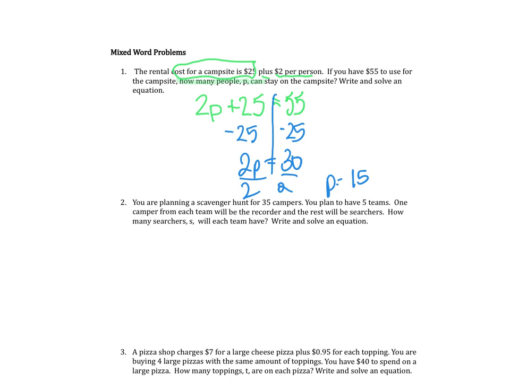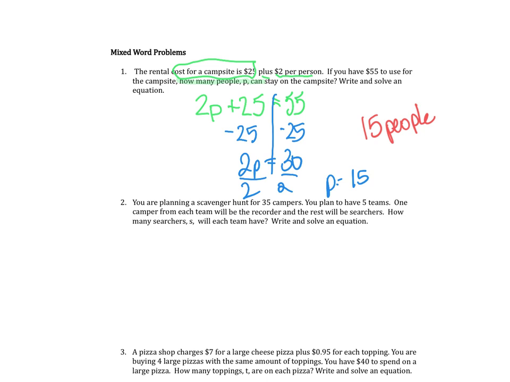So I've solved this equation by subtracting 25 from both sides, then dividing by 2. So my final answer is we can bring 15 people along and still have enough money. We can pay for 15 people. So let's look at question number 2.